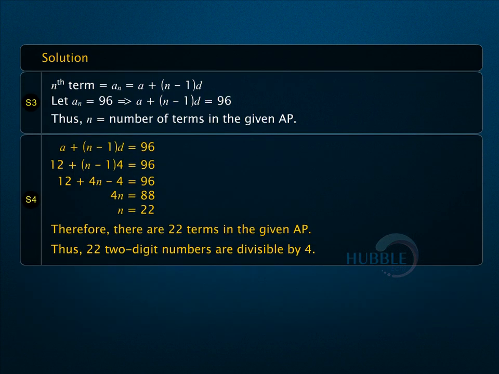We substitute the values of a and d, and hence we find the value of n, which is equal to the number of terms in the given arithmetic progression. Thus, we find the number of two-digit numbers that are divisible by 4.